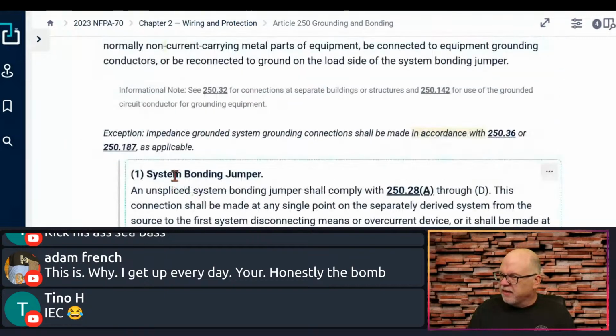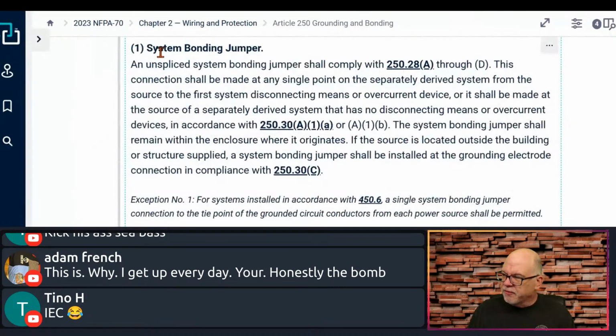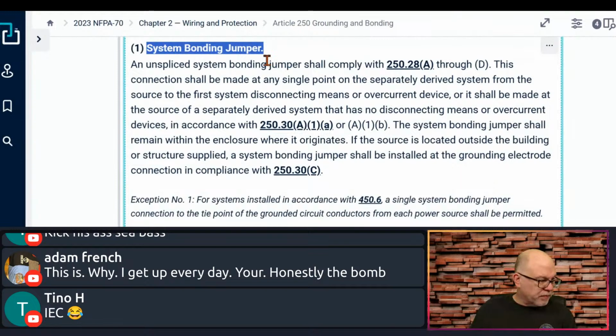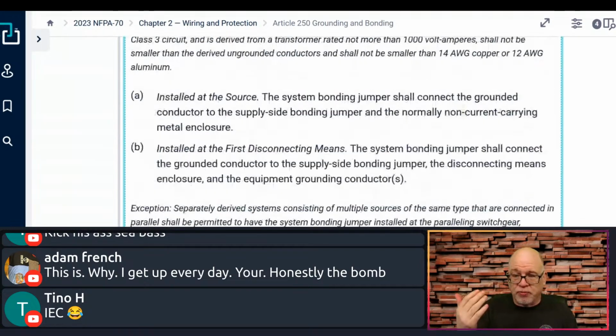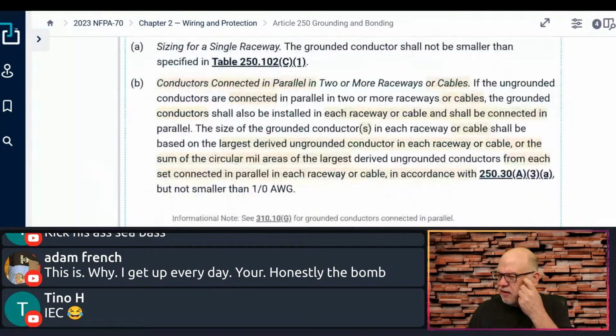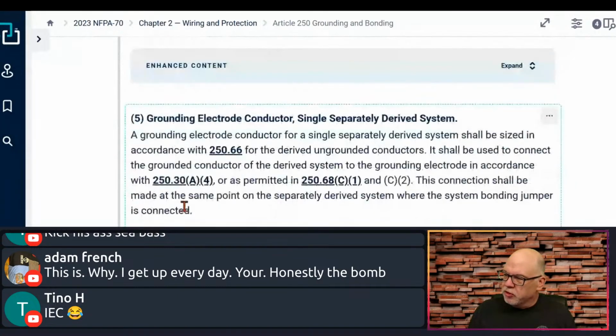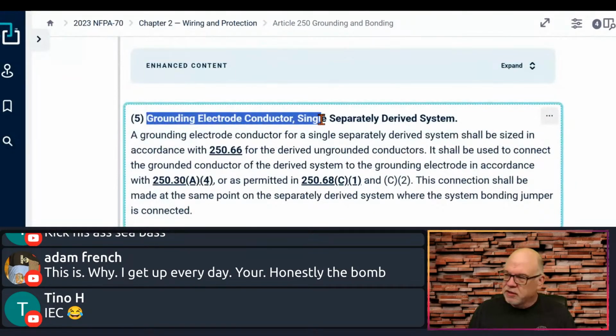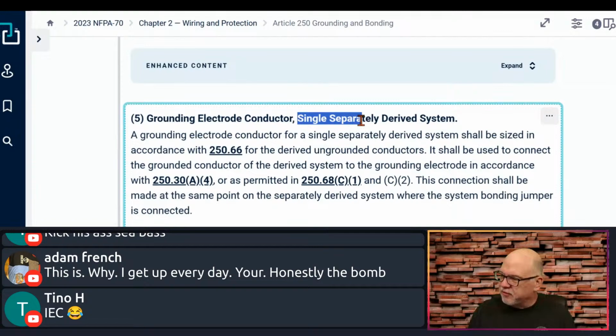So here we already see the phrase system bonding jumper. Okay, we already see this phrase. So again, in the question, it was system blank jumper. We already see this phrase. So we probably already know, right, where we need to be. But we're trying to find out the rules for a single separately derived system. So there's a supply side bonding jumper. It's grounded. Okay, grounding electrodes. Boom. The grounding electrode conductor for a single separately derived system.